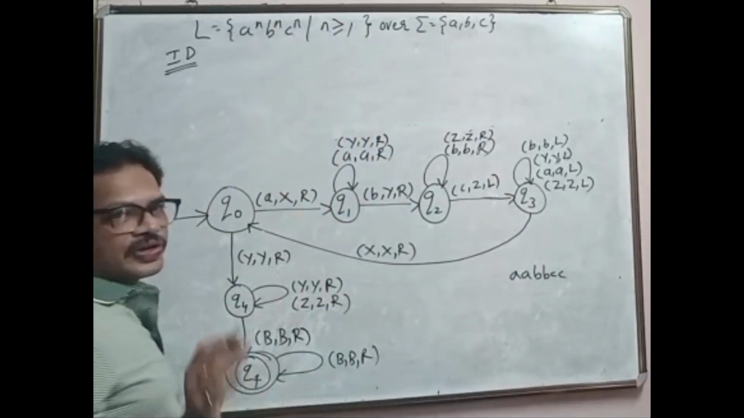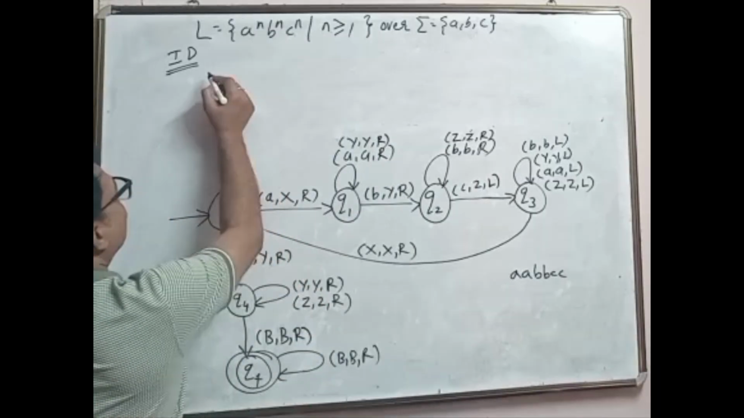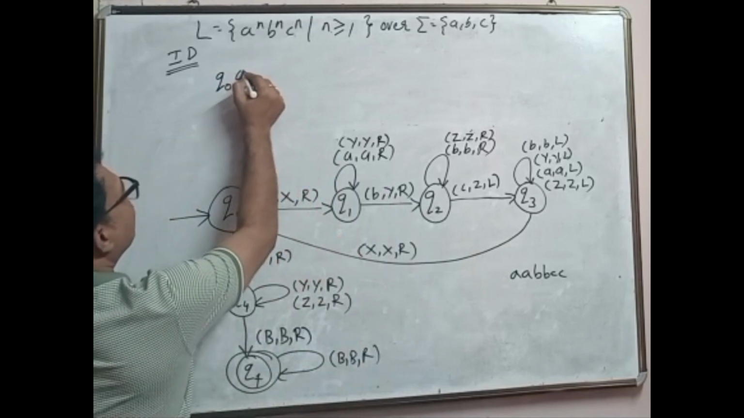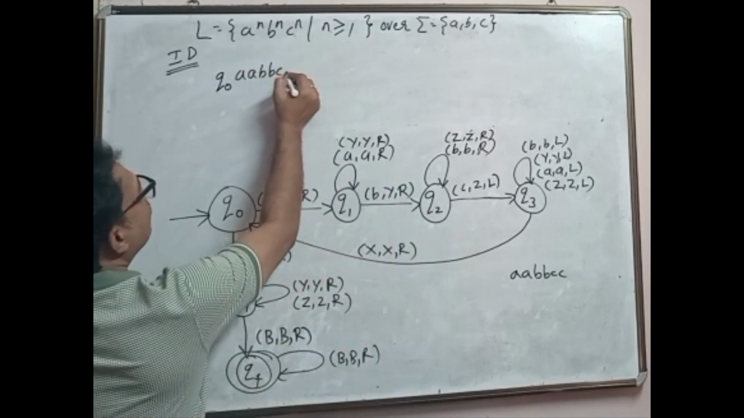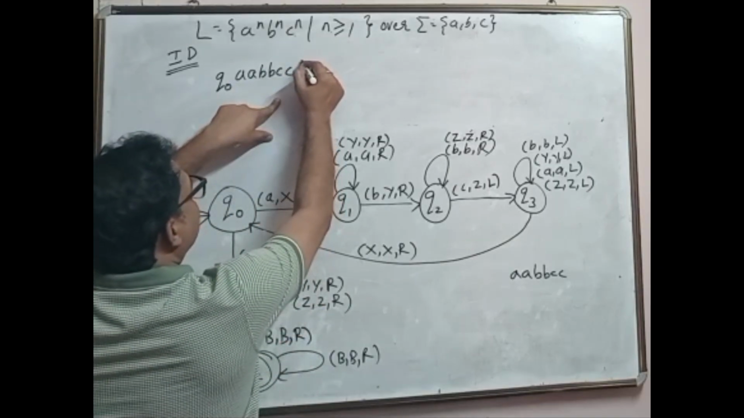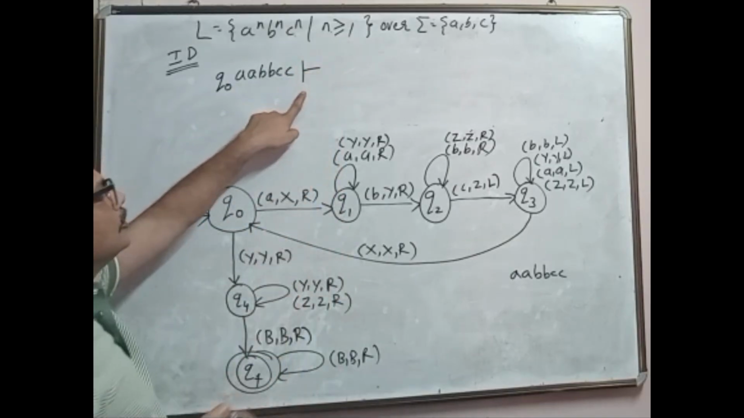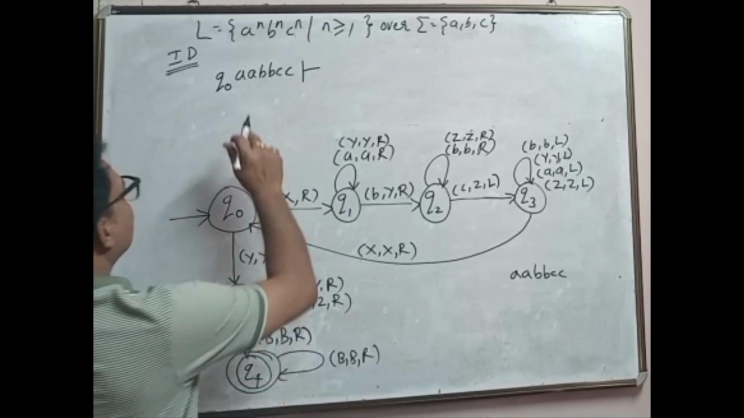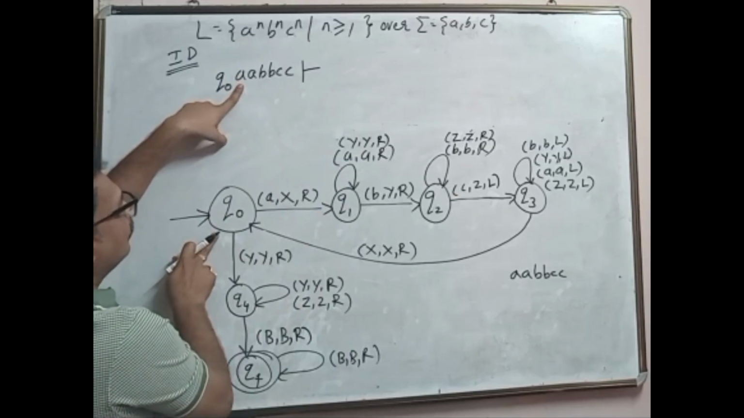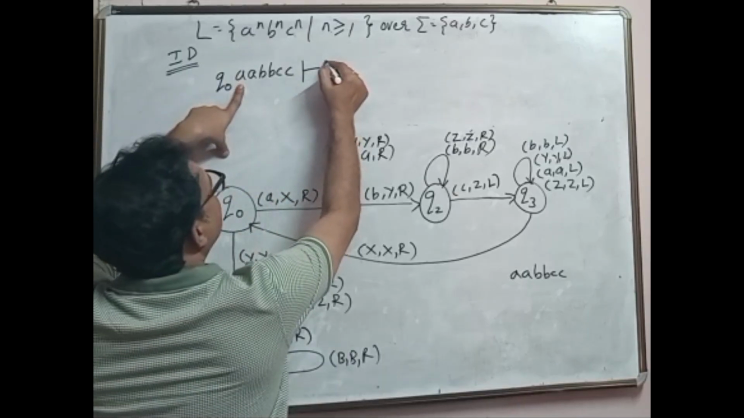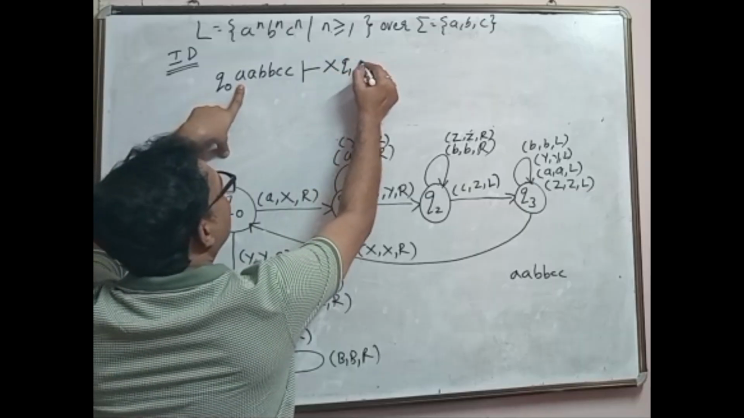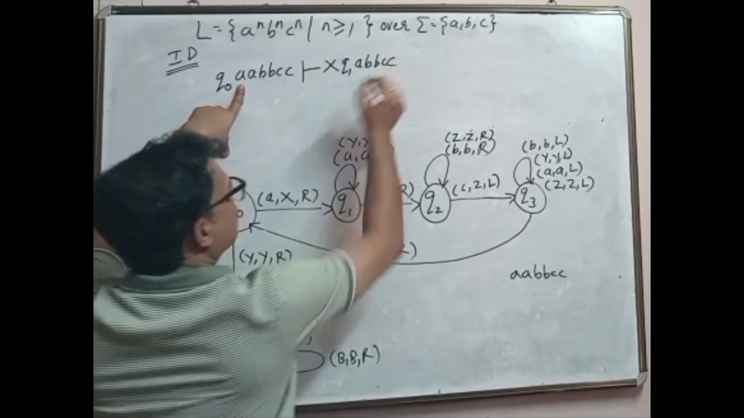Now, as we know, initially Turing machine will be in state Q naught. Okay, Q naught, and let us take the string AABBCC. Okay. Now, that is one notation for instantaneous description. That is this one. Okay. Now, upon reading A on Q naught, what it does, it overwrites it as X and it moves to state Q1 and remaining symbols remain as it is.